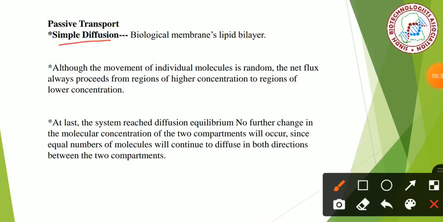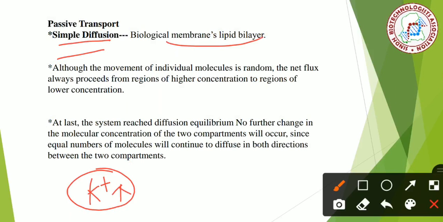Here we can see that simple diffusion usually uses the biological membrane lipid bilayer. I want to discuss this one a little bit. Here, for example, this one is a cell. Usually in the inner cell, the concentration of potassium ion is higher than the outer cell concentration. So there should be a leak channel present, and through that leak channel the higher concentration potassium will go forward to the lower space, this one.